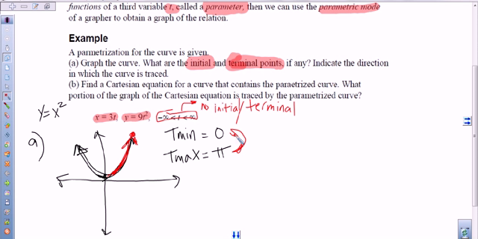But if your t-max and t-min are limited, which you can't plug negative infinity, infinity into those values, so in a sense, yes, it is terminated and it does have an initial point.